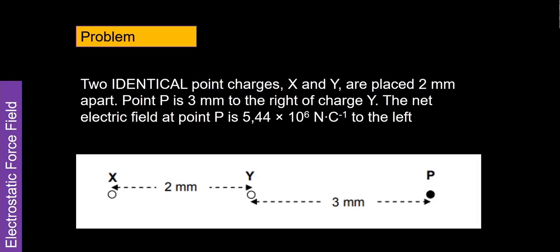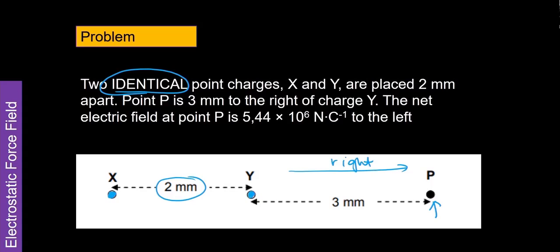So this is the problem. Two identical, it's very important, two identical point charges, X and Y. So there's X, you can see them over there, and there is Y. They are identical, and are placed 2 millimeters apart. Point P is over there, point P is 3 millimeters to the right of charge Y. So you can see to the right. And they've given us a really nice picture here.